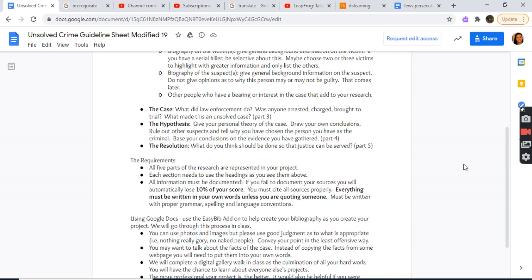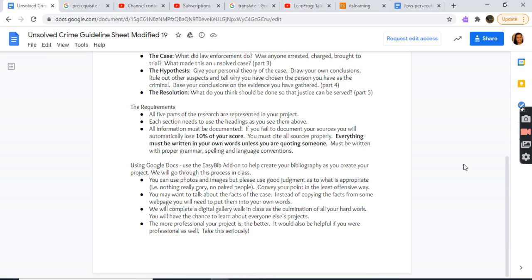Part 3. The hypothesis. Give your personal theory of the case. Draw your own conclusions. Rule out other suspects and tell why you have chosen the person you have as a criminal. Base your conclusions on the evidence you have gathered. Part 4. Brief solution. What do you think should be done so that justice can be served? Part 5.